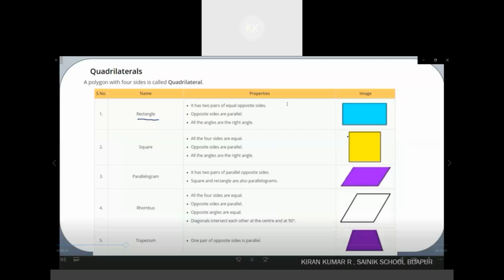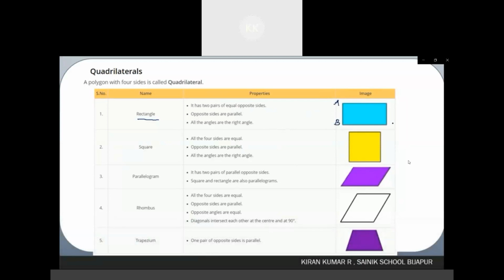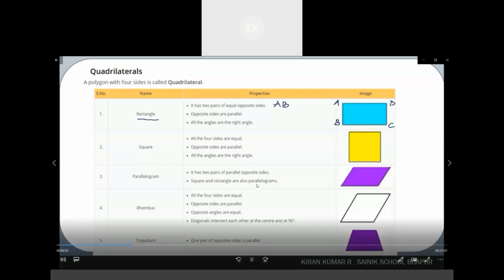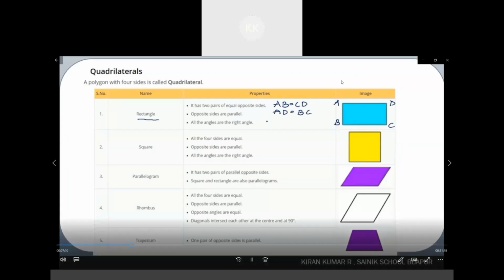Let me take a rectangle. Observe this. It has 2 pairs of opposite sides equal. If I name the rectangle as ABCD, here AB will be equal to CD and AD will be equal to BC. Opposite sides are equal. Not only equal, they are also parallel. AB is parallel to CD, AD is parallel to BC.